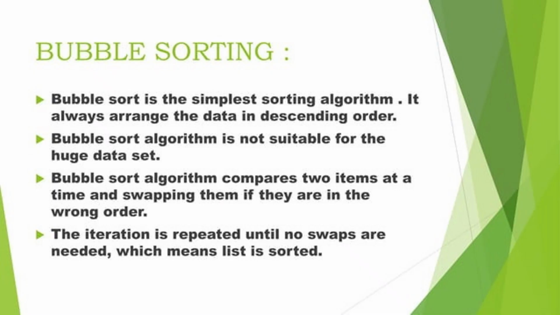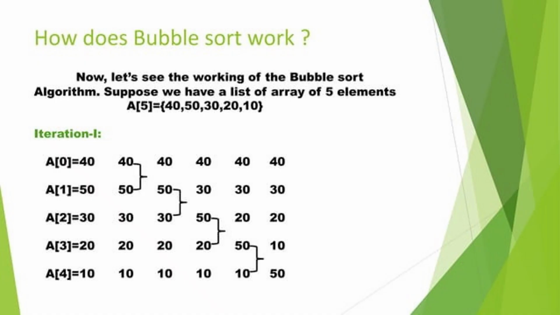The iteration is repeated until no swapping is needed, which means the list is sorted. Now let us see an example of how a bubble sort works. If you see the slide, they have taken an array 40, 50, 30, 20, 10. It is an array of a total of 5 numbers. So I have taken A of 5. A of 5 means the 5 indicates the size of the array.